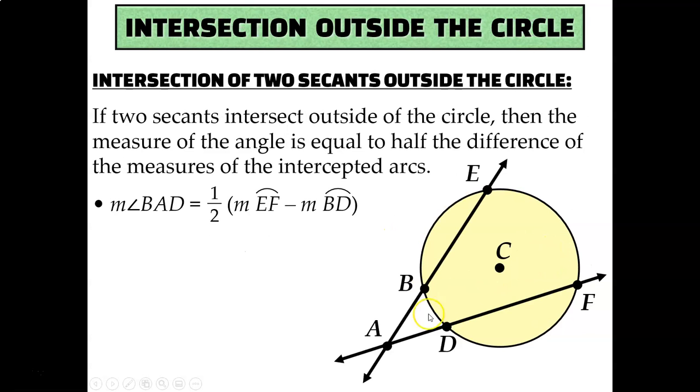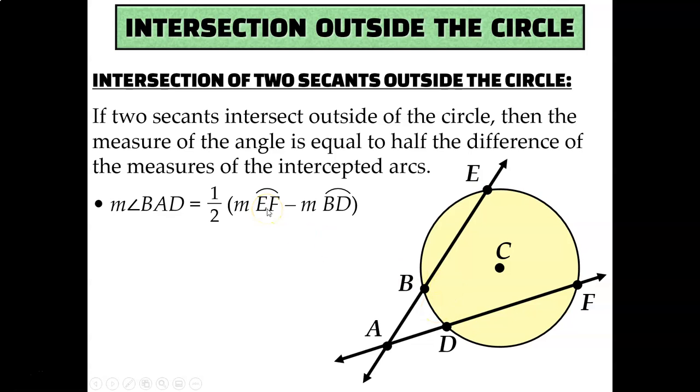Okay, well what if the lines intersect outside of the shape, like this? In order to calculate the measure of angle BAD, so this little angle right here, you need to find the measures of both of its intercepted arcs. So this angle intercepts arc BD, and it intersects arc EF on the other side. So you'll subtract those two arc measurements, EF minus BD, and take half of it. Always make sure that you're subtracting the big one minus the little one. You should end up with a positive angle measurement, never a negative one.